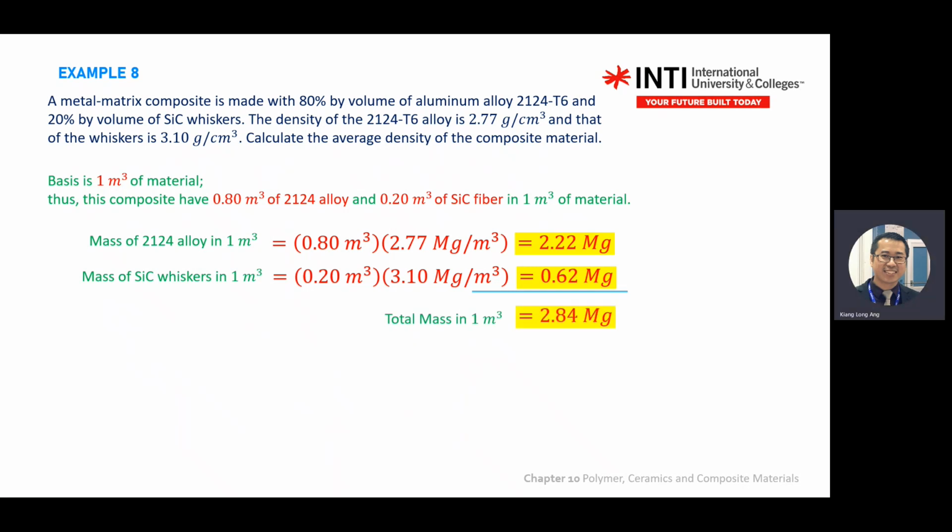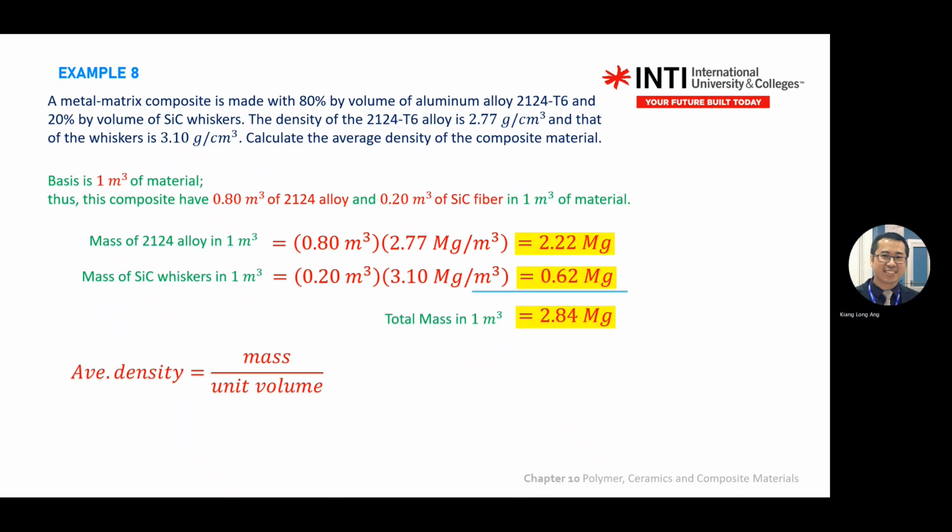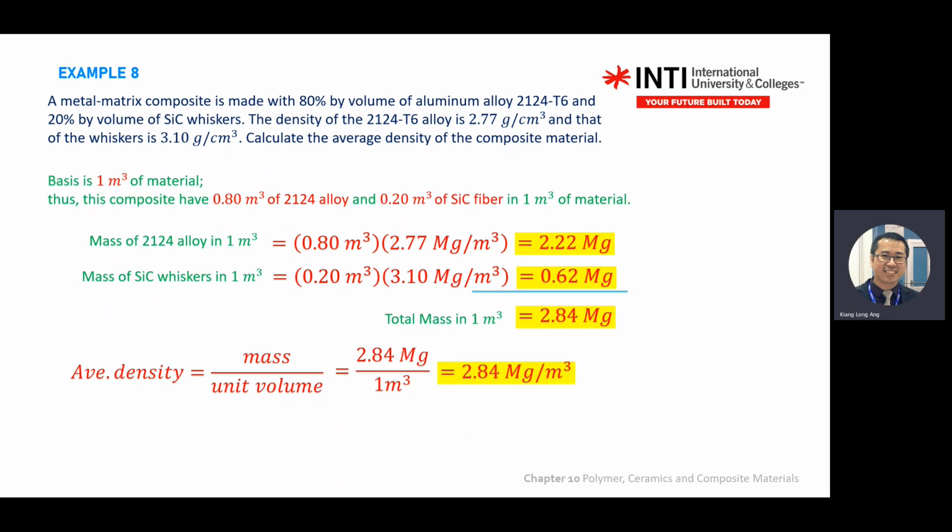Once you get total mass, you can get the fraction. Okay, the important, you want to get the fraction, the VF or the MF, right? So average density, you take mass divided by the unit volume. In this case, the mass of the total composite is 2 point something divided by 1 because we assume 1. So the average density will be 2.84 megagram over meter cube.